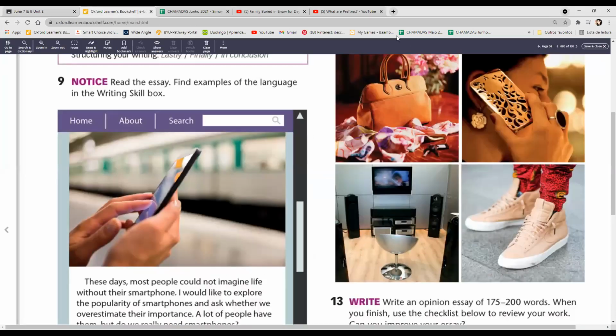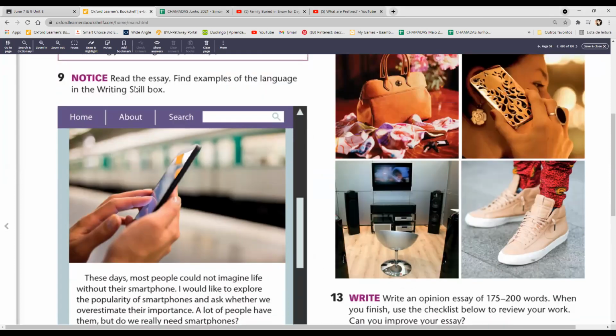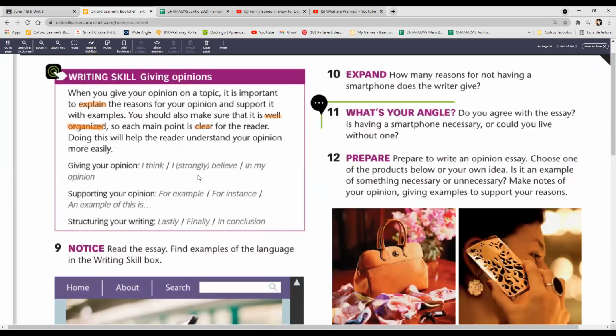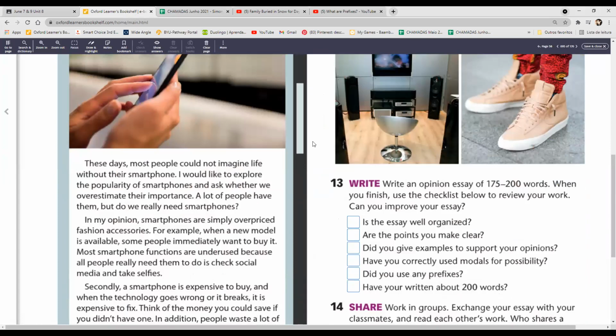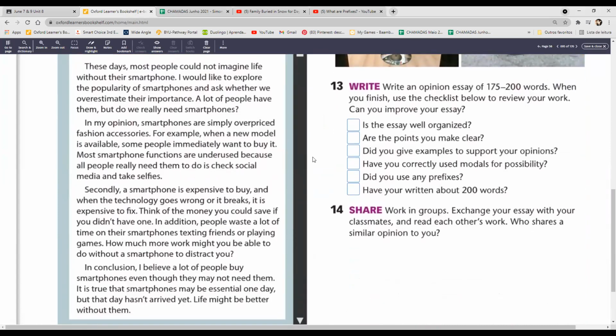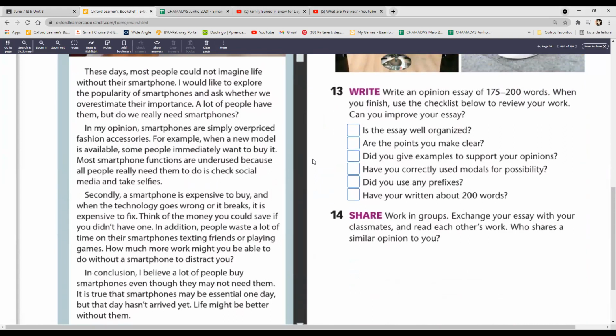So moving back to our page, let's see there. Okay, so read the essay, find examples of the language in the writing skill box. Here is the language we are talking about for giving, for supporting, and for structuring. Okay, so take a look at this. I know we don't have much time, but we can do this reading quickly, no problem. Okay, so I'll give you 3 minutes to read the text and find the examples from the box. Okay, let's do it.